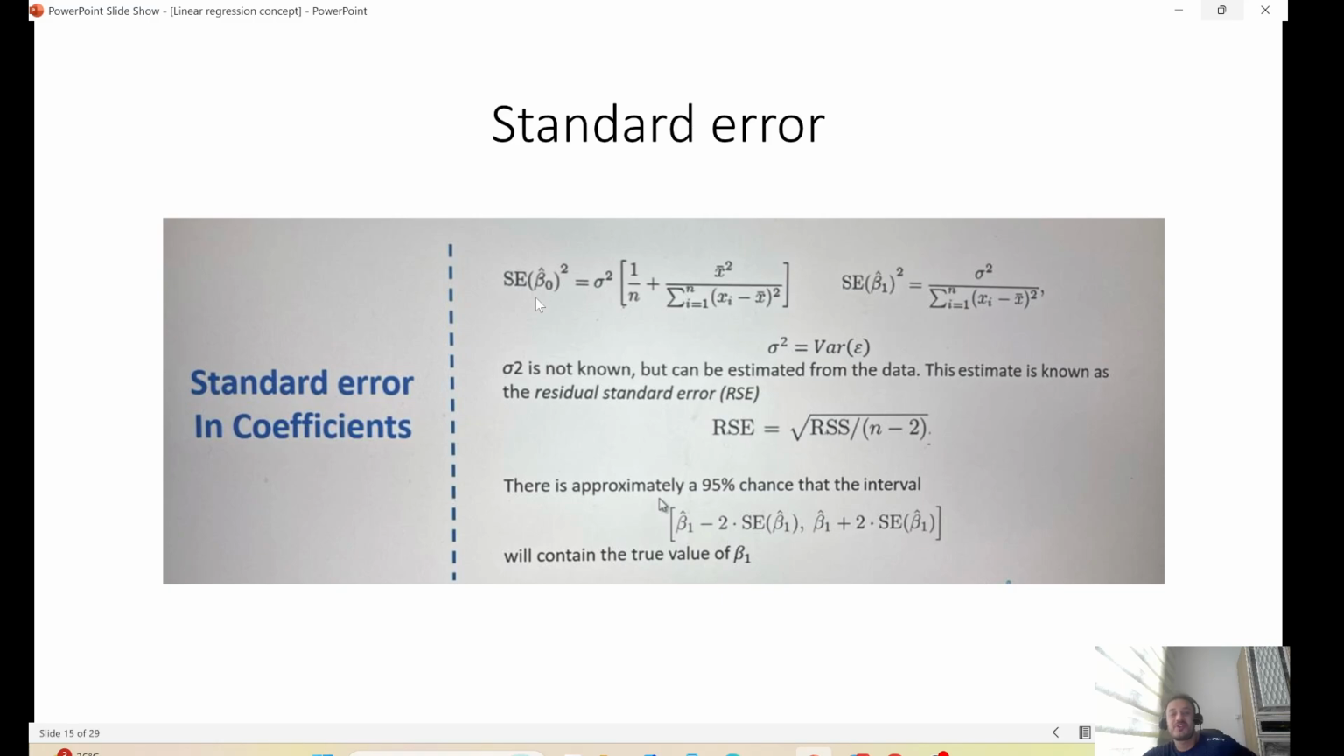So when you calculate the standard error, you take beta 1 minus 2 multiplied by the standard error, and beta 1 plus 2 multiplied by the standard error. This interval will contain the true value. You're looking for the true value of beta 1, which gives you the slope. If you find the true value within this interval, that means this is the value for beta 1 that is not changing anymore, and this is the best one for my model.